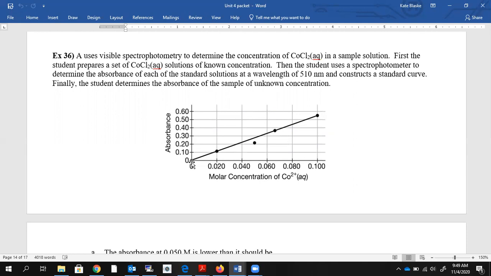So we will be able to do a lab with this in class so that you can get a better handle of how to do all this and how to do all the math. And that should help you understand a little bit more about Beer's Law.